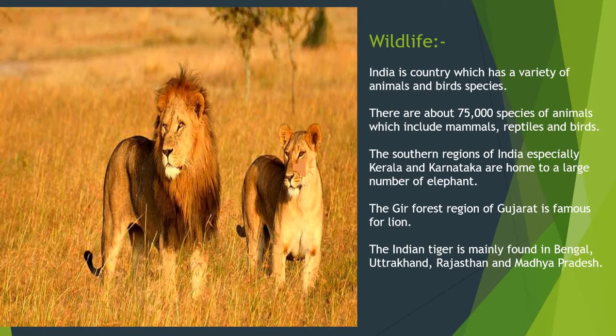Let's study about the wildlife of India. India is a country which has a variety of animals and birds species. There are about 75,000 species of animals which include mammals, reptiles and birds. The southern region of India, especially Kerala and Karnataka, are home to a large number of elephants. The Gir forest region of Gujarat is famous for lion. The Indian tiger is mainly found in Bengal, Uttarakhand, Rajasthan and Madhya Pradesh.